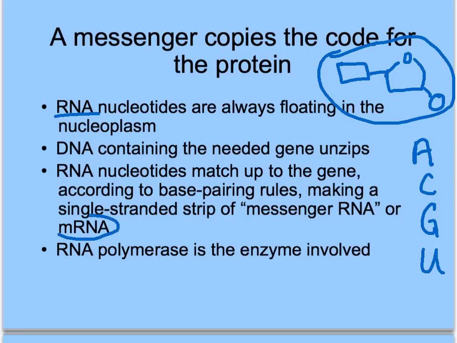So this single-stranded copy in opposite bases, so not an exact copy of the gene, but the opposite base copy of the gene is made, and we call that strip of nucleotides messenger RNA. That's what the little M stands for. And of course there's the main enzyme carrying out that job, and it's called RNA polymerase.